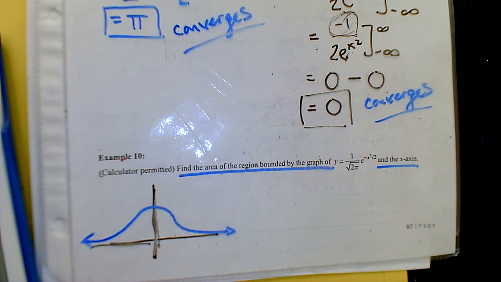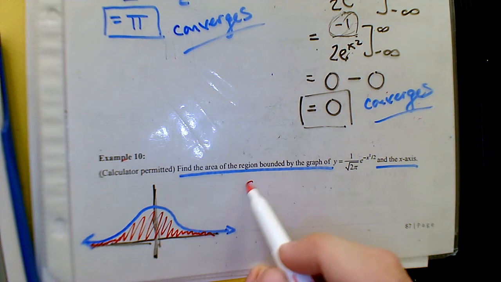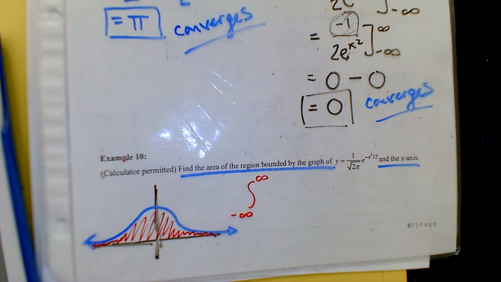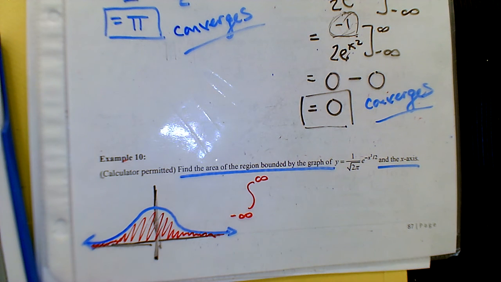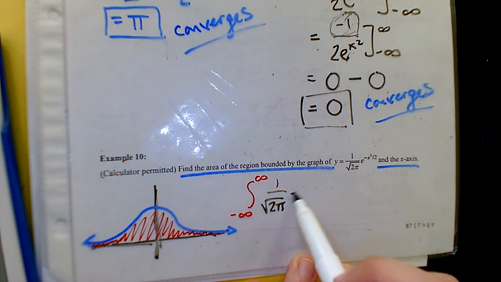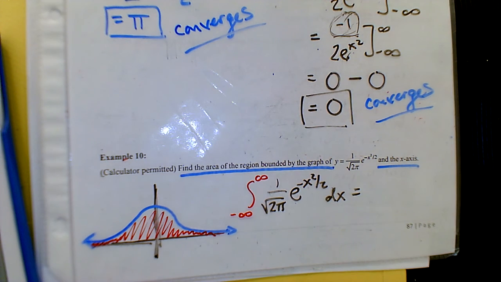Alright, so it wants the area of the region bounded by that graph and the x-axis. So all of this stuff. It looks like the integral we're going to evaluate is an improper integral. We want all of the area from -infinity to +infinity. So we have an infinite interval, but maybe we have a finite area. We'll see if it converges or not. Alright, so we have 1 over the square root of 2 pi, e to the negative x squared over 2. How do you want to type that in on your calculator?